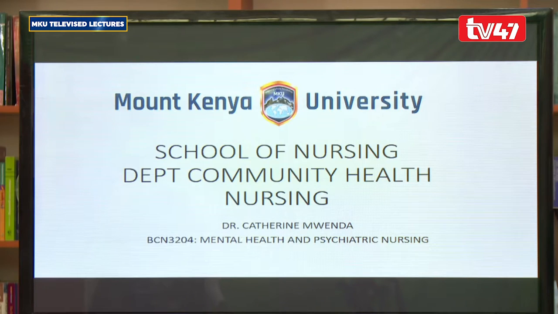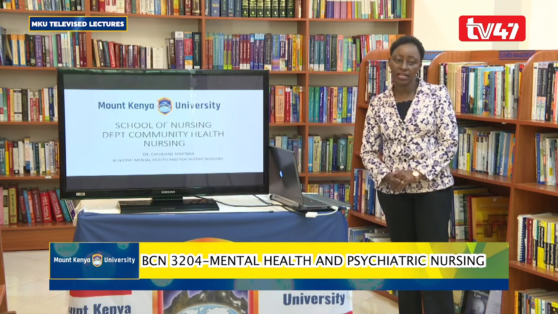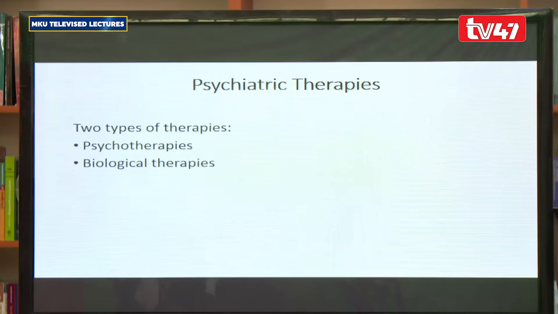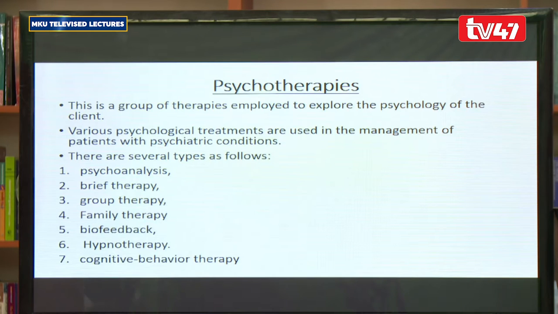Psychiatric therapies are used to manage mental illnesses. There are two types of therapies. The first one is psychotherapies, on which we are going to concentrate mainly. Then we will later discuss biological therapies. Psychotherapies are based on what you covered in mental health nursing one, about Freud's psychoanalytic theories. These therapies are based on the psychological experiences in early life of a client.